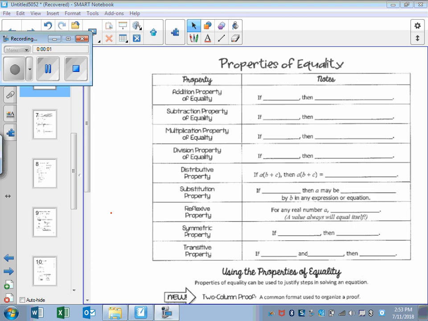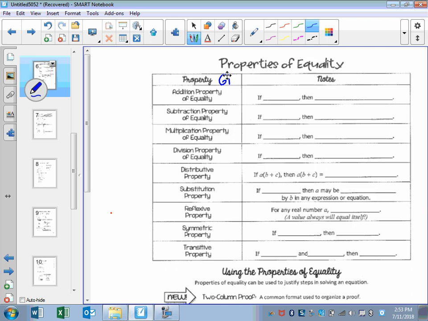So this is the properties of equality. The first thing I want you to do is to write this down. Given A, comma, B, and C. They're all numbers, all right?